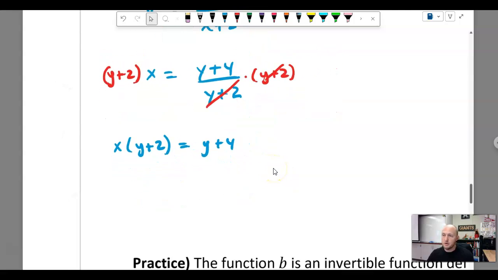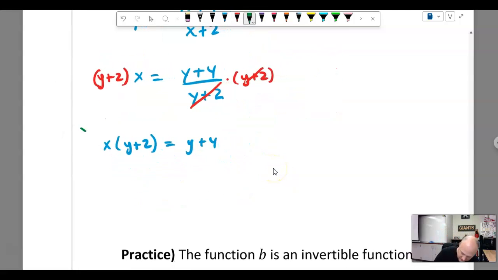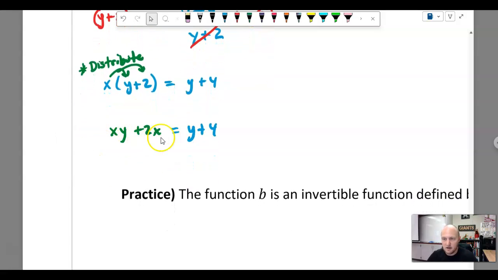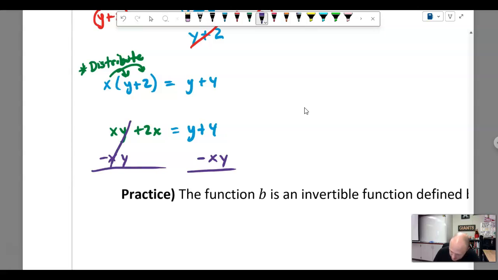So what I'm going to do is distribute, and what I get is xy plus 2x. And you're like, Schwarberg, this does not look any better. Well, what I've done now is I've made individual terms that I can now add and subtract. So I'm going to take this xy and move it back over to the other side, minus xy. This cancels.